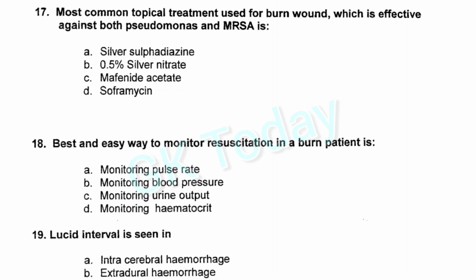Question number 17. Most common topical treatment used for burn wounds which is effective against both Pseudomonas and MRSA is? Correct answer option A, silver sulfadiazine. Question number 18. Best and easy way to monitor resuscitation in a burn patient is? Correct answer is option C, monitoring urine output.